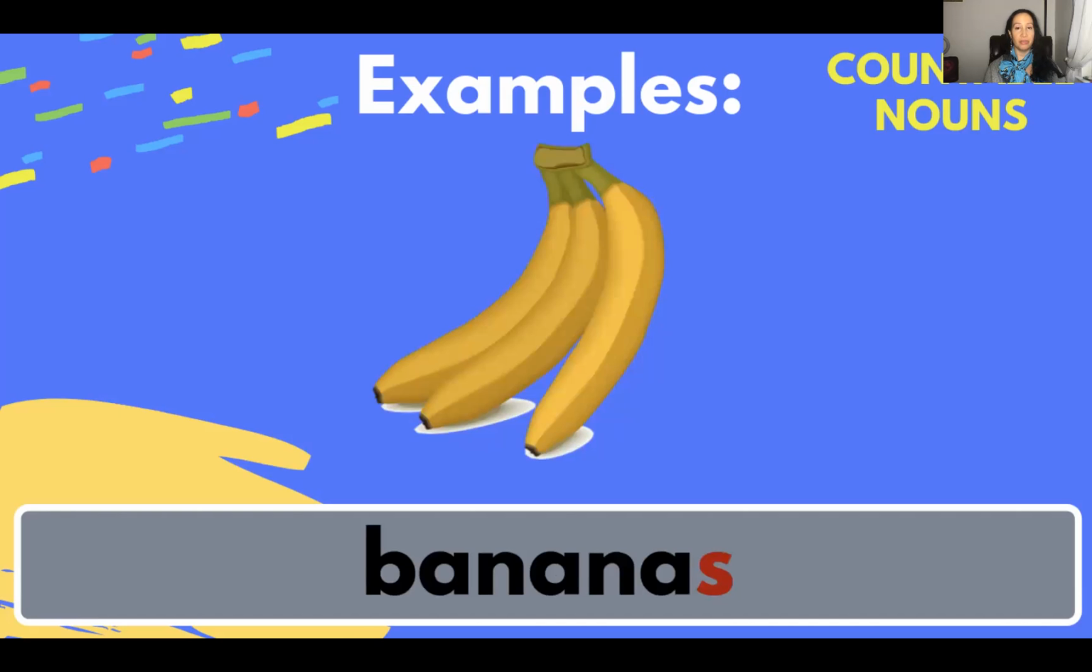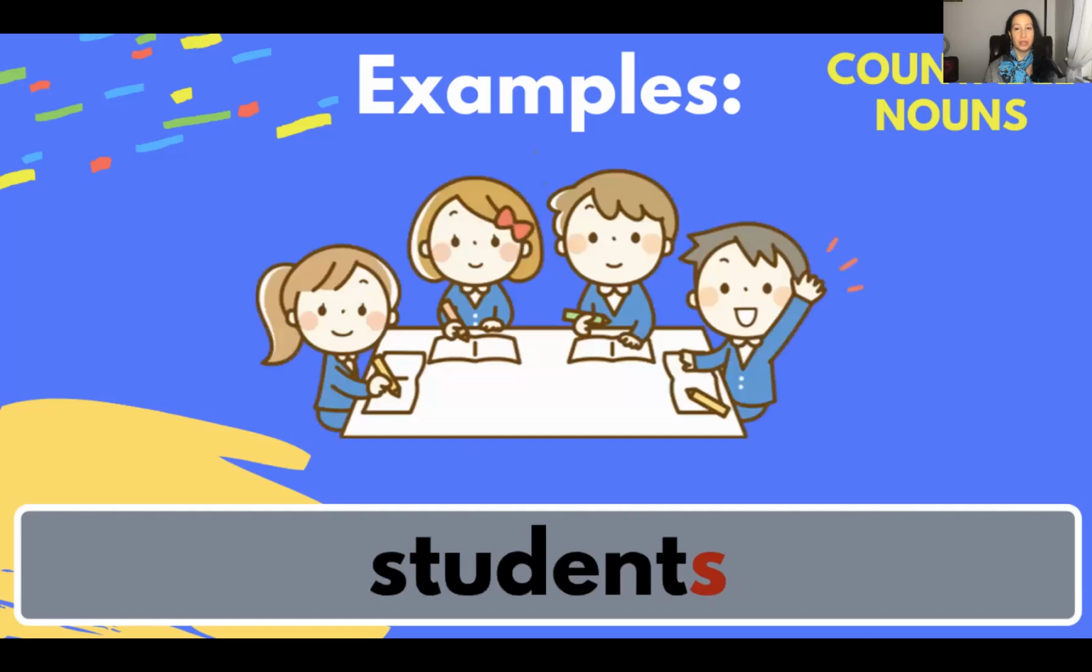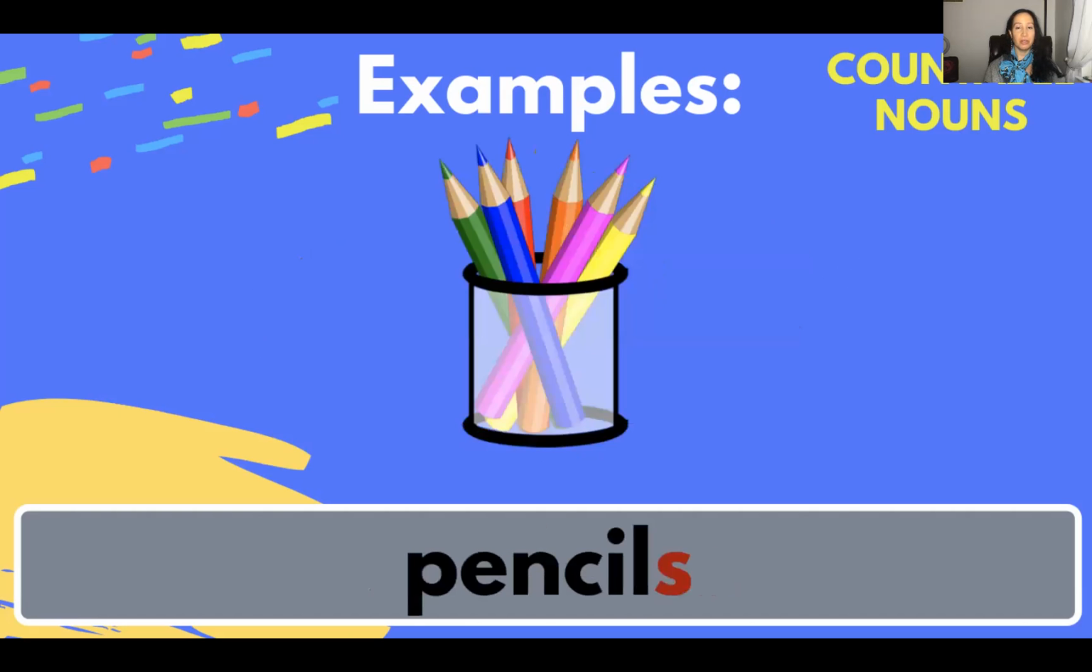Bananas. You can count. There are 3 bananas here. Students. How many students? 4 students. Pencils. How many pencils are there? There are 6. How many do you see?